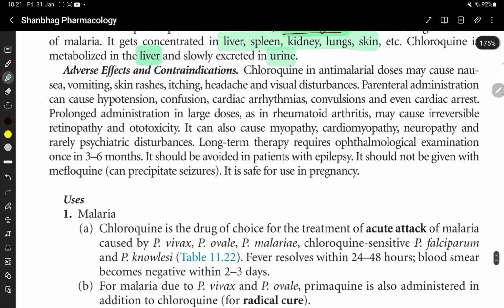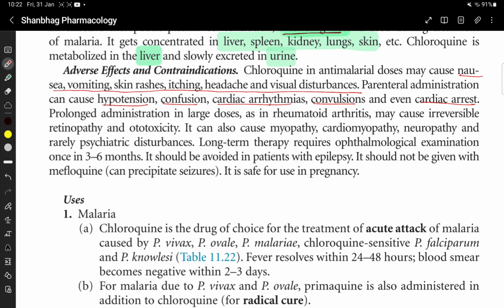Adverse effects: chloroquine in antimalarial doses may cause nausea, vomiting, skin rashes, itching, headache, and visual disturbances. Parenteral administration can cause hypotension, confusion, cardiac arrhythmias, convulsions, and even cardiac arrest.